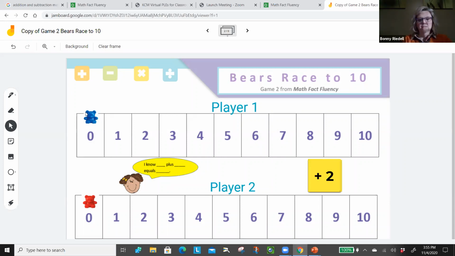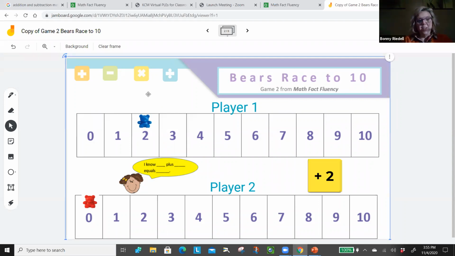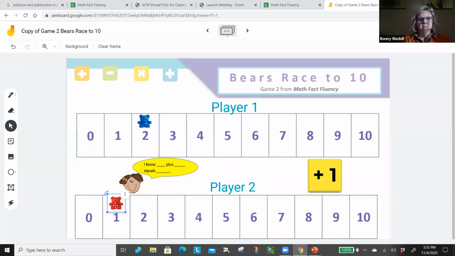So this player got a +2, so they're going to hop 2. They're going to explain their thinking. I started at 0. I know 0 + 2 = 2, so I get to hop to a 2, and so on with the other player.